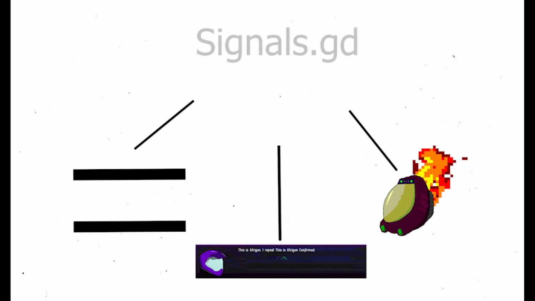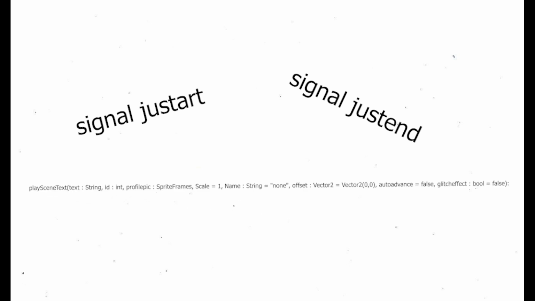We're going to connect this all together with another script, which will have some autoload in it. This autoload is going to have a just start, just end, and a play scene text for all the signals for when the cutscene begins, ends, and when you need to play some text for the dialogue.